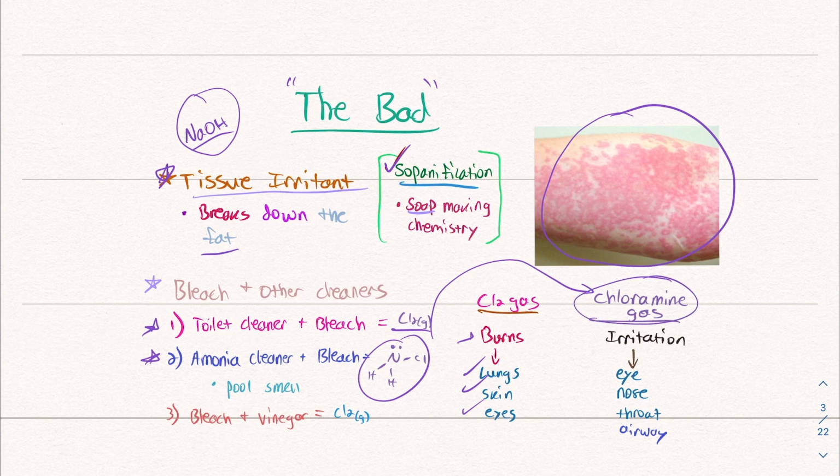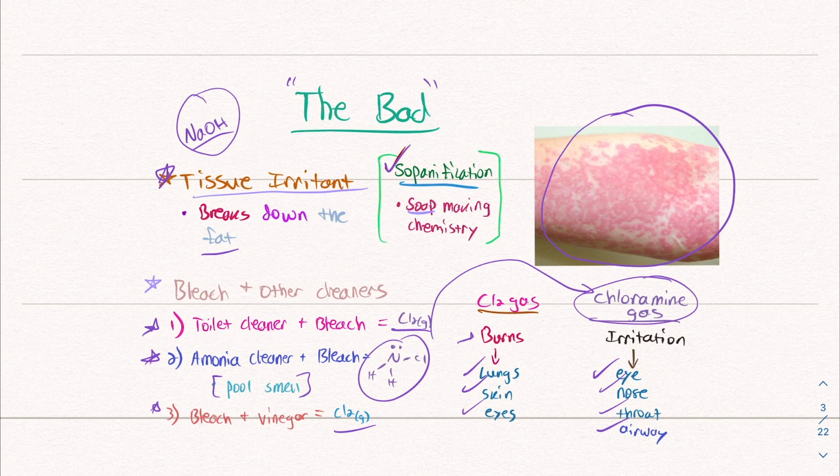And if you mix an ammonia-based cleaner with bleach, you'll create this molecule called chloramine gas. Now, chloramine gas can irritate the eyes, nose, throat, the airway of the human body. It's not something you want to smell. It's also very flammable. And this is actually what contributes to the smell of pools when they've been chlorinated. There's controversy surrounding it because this gas is not good for you, but it's a whole nother video. And then if you mix bleach with vinegar, you'll release chlorine gas. And we talked about that earlier, how it burns your lungs, skin, and eyes.